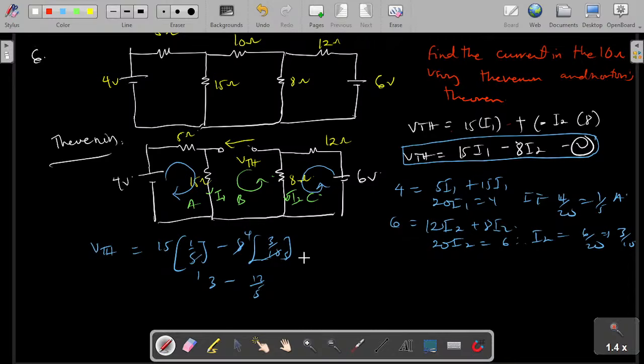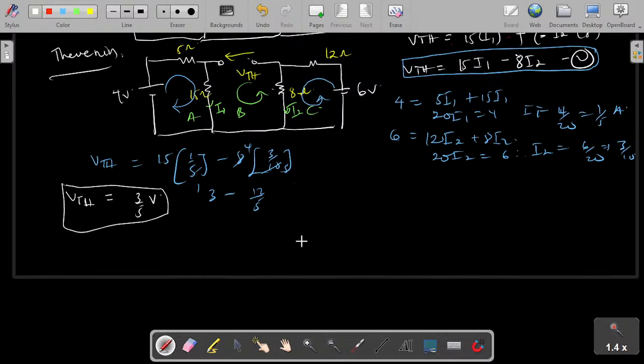So that is 3 over 5, okay? So our VTH, please don't leave it in decimal place, but 3 over 5 is 0.6, which is finite, or terminating, so it's okay. So we're going to have 3 over 5 V, and that is all for VTH. Remember, we are not done, even with Thevenin.